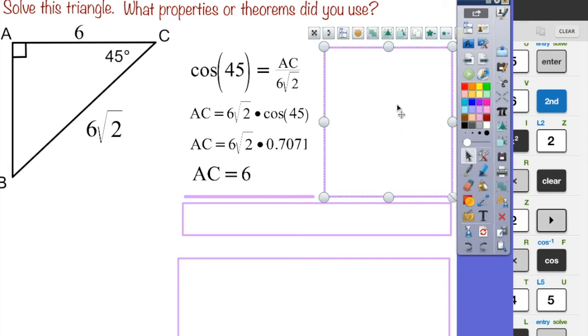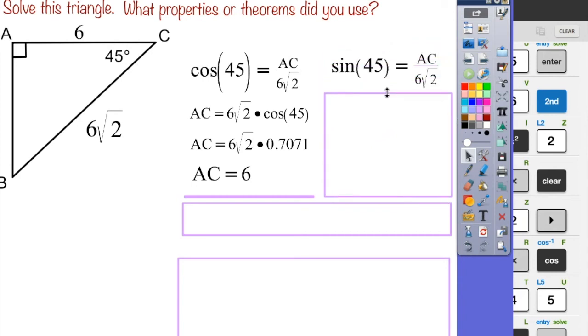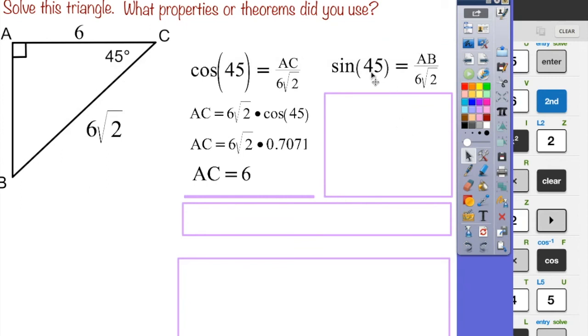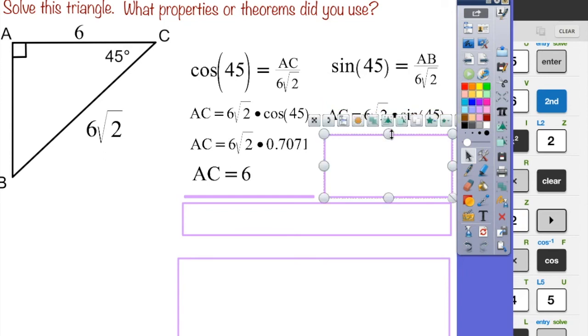Okay, now let's look for AB. We're going to use the sine of 45 degrees, and that would be AB, not AC. Let me fix that. Okay, so sine of 45 degrees is equal to AB over 6 square root 2. Okay, so AB is opposite my reference angle, and I'm going to cross multiply. So I have 6 square root 2 times sine of 45.